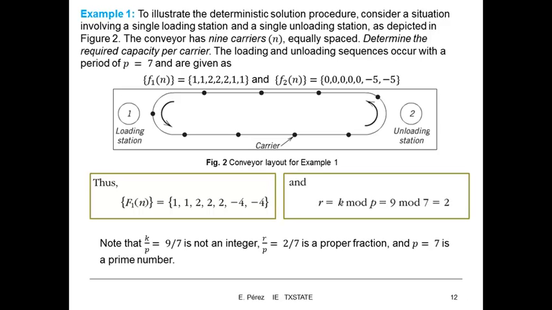We have a conveyor with only two stations, one that performs loading and one that performs unloading. We have a conveyor moving around the stations, and we have 9 carriers, so each dot represents a different carrier. They are equally spaced, and we have a period of 7, which means that we're going to have 7 values for F1 and F2. F1 represents the number of units that are going to be loaded to each one of those cars. F2 represents the number of units that are going to be unloaded.